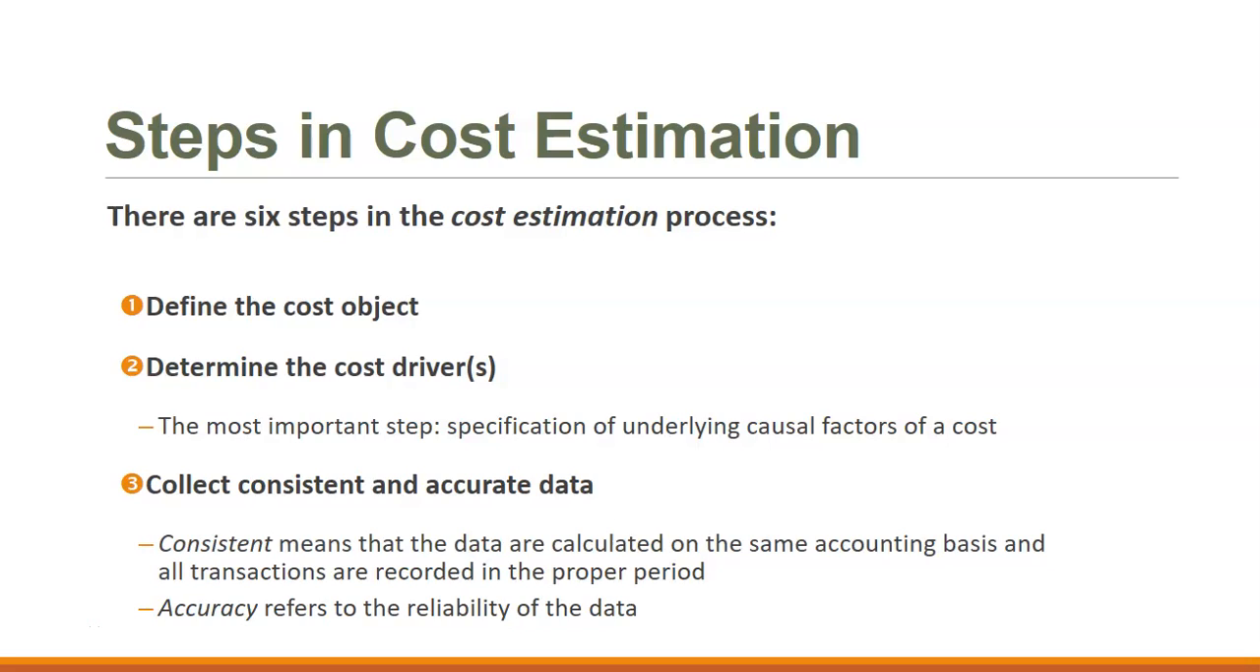One, first we define the cost object. What are we collecting costs for? Then, what are our cost drivers? What has a causal factor with that cost? What has a relationship with that cost that drives that cost? We also want consistent and accurate data. So consistent means that we record it or we calculate it on the same accounting basis. And accuracy is the reliability of the data.